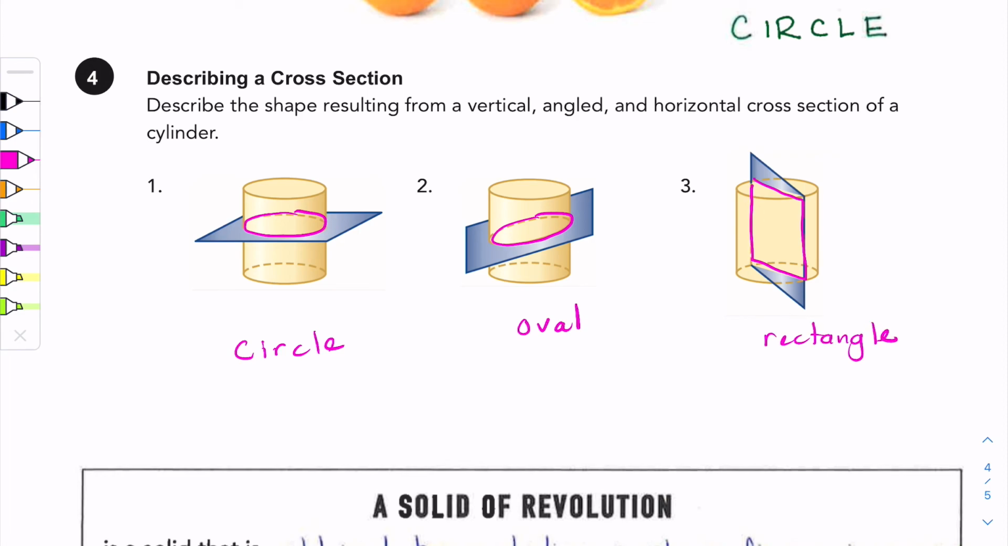So cross sections are 100% a visual topic. You need to really think about what you're going to see when you cut through an object. Think about real life objects that you cut through and think about what you would see as a two-dimensional shape after that.